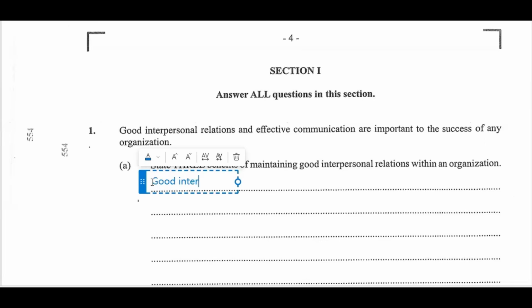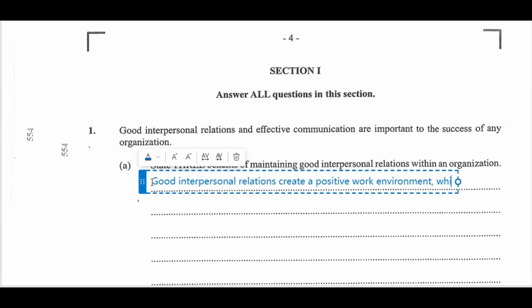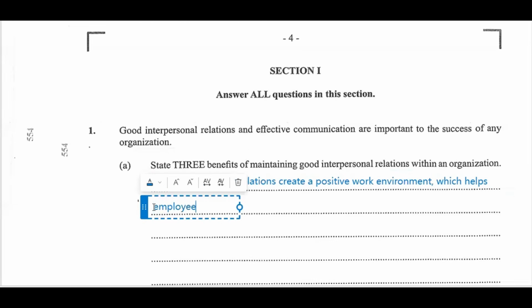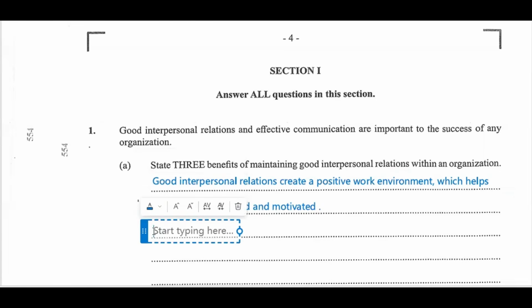Good, so let's begin. Good interpersonal relations create a positive work environment which helps employees feel valued and motivated. Let's go to the second benefit. Remember, interpersonal relationships are social associations, connections, or affiliations between 2 or more people within the organization.